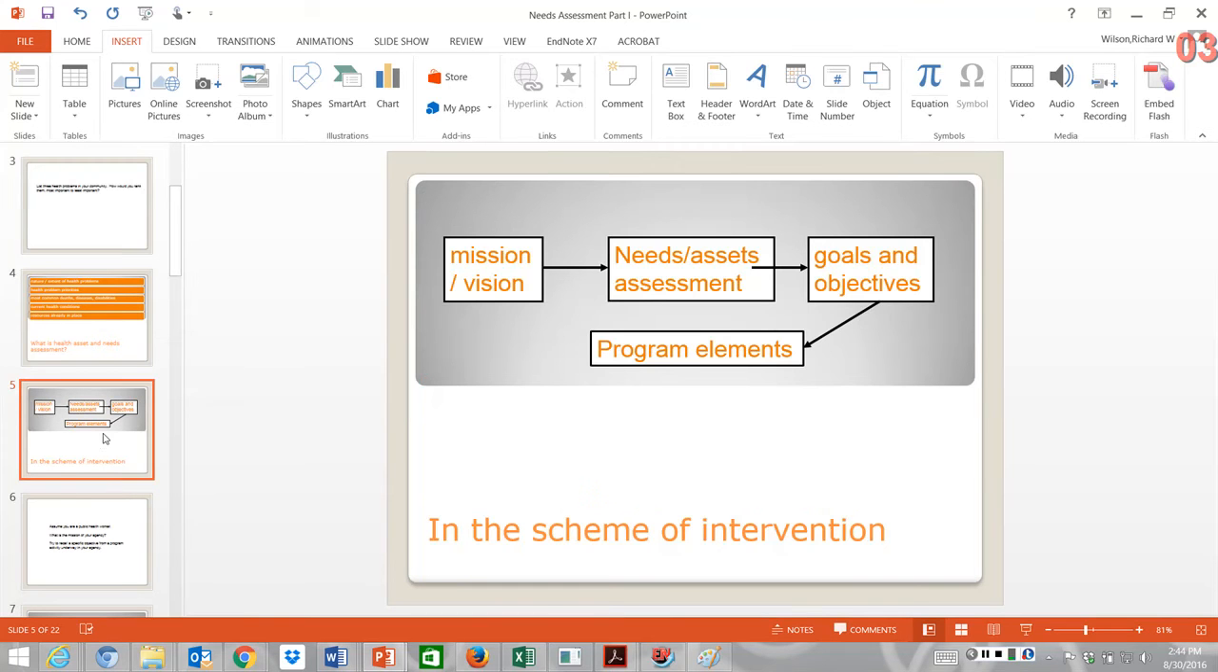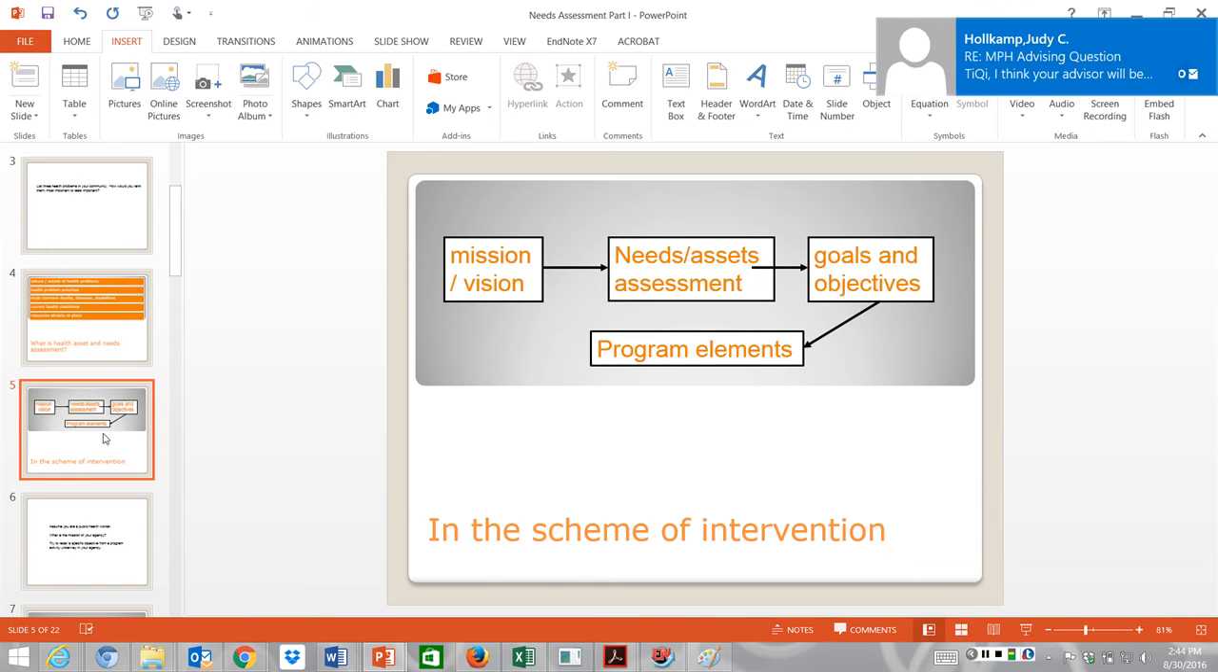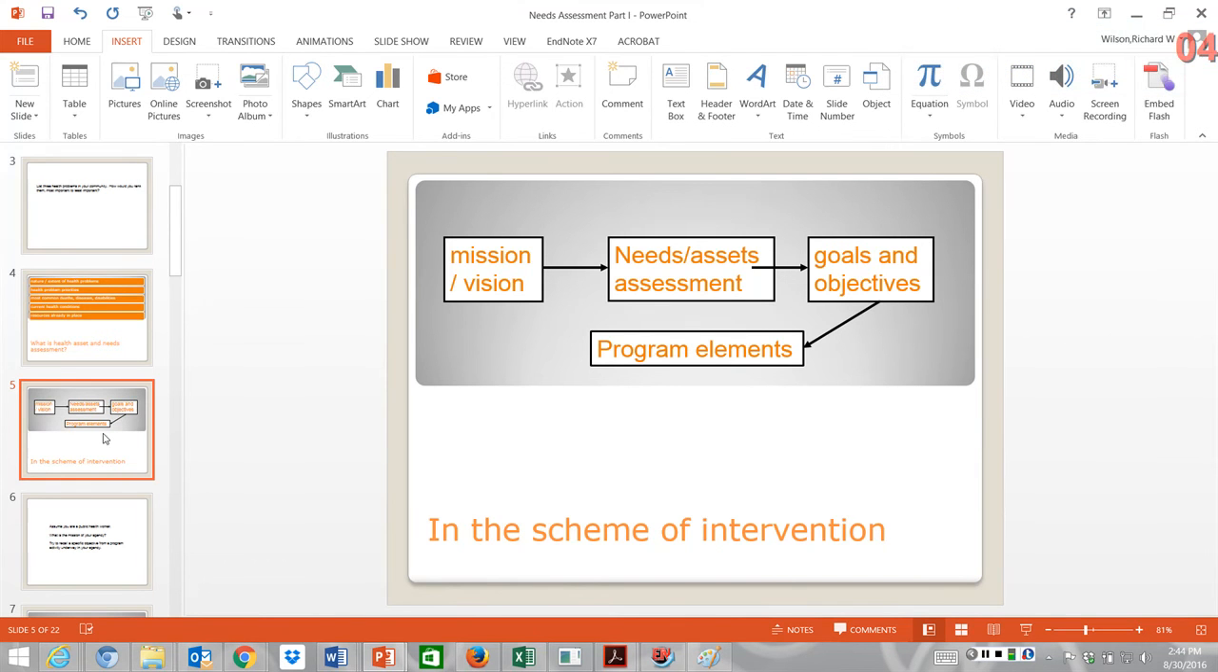This slide shows where needs and asset assessment fit into the scheme of strategic planning. Every organization has a mission and a vision statement, and based on whatever those are, we might conduct a needs and asset assessment to find out how we stack up, or what's our stock with respect to our mission and vision. Then the needs and asset assessment leads to goals and objectives, which then feed into the elements of the program we're going to design. So that's the scheme of where we're going with this.